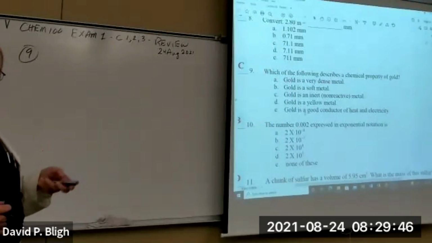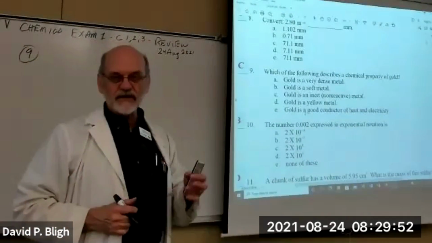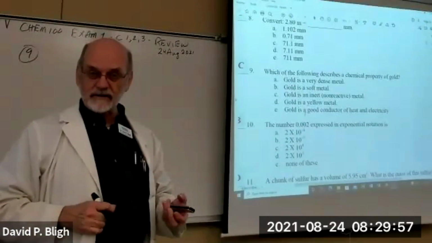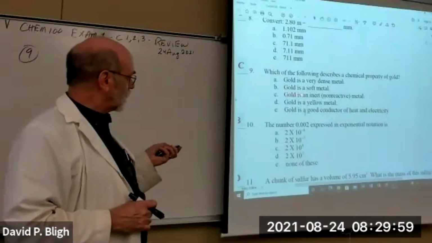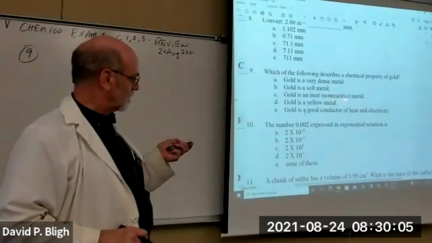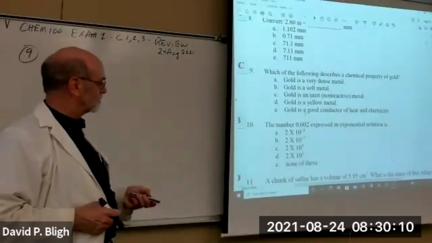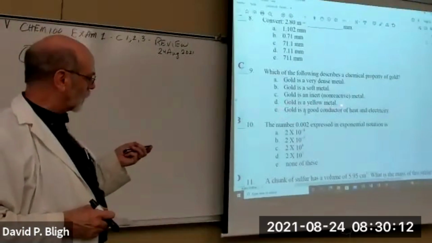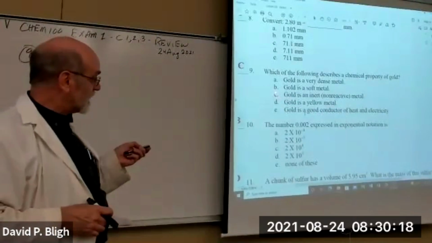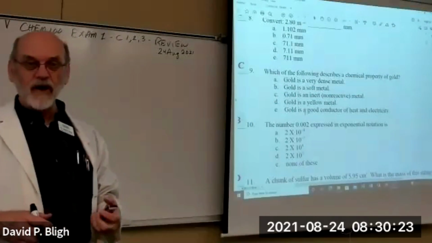So which one is, I don't have to write these up here. Gold is a very dense metal. When we're talking about density, that's a physical property. Has nothing to do with chemistry. Gold is a soft metal. That's a physical property. Gold is an inert, non-reactive metal. Okay, there's your key. Non-reactive. It doesn't react. That's a chemical property. You can look at the others. There's color, good conductor of heat and electricity. That's a physical property. So C is the only answer that actually fits really well with that statement, chemical property.